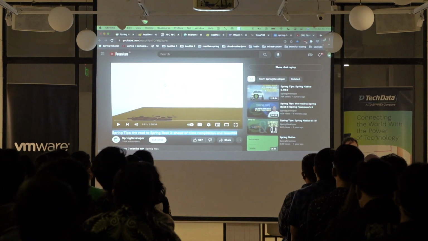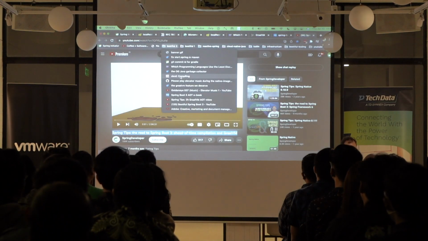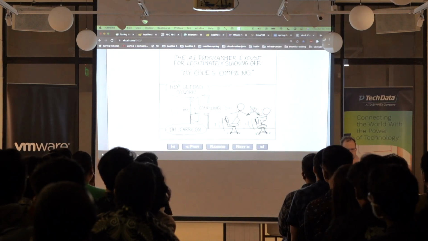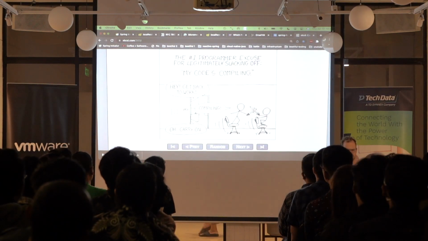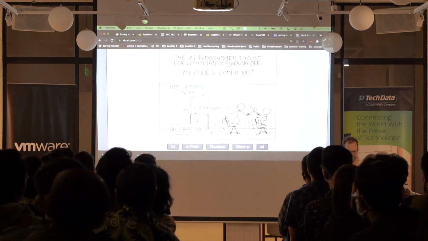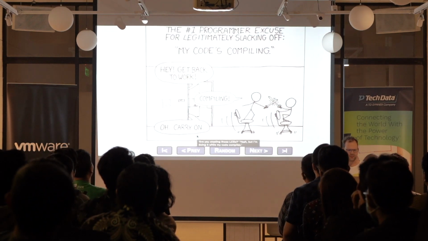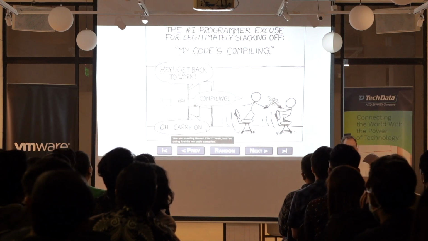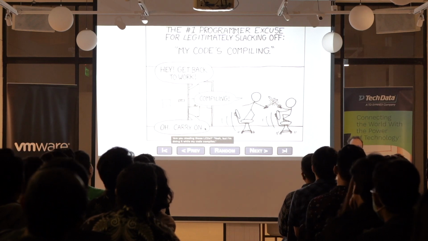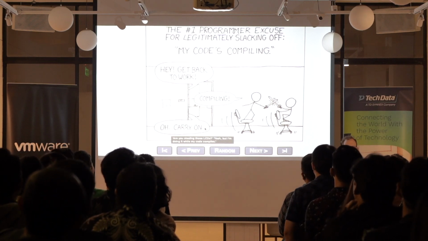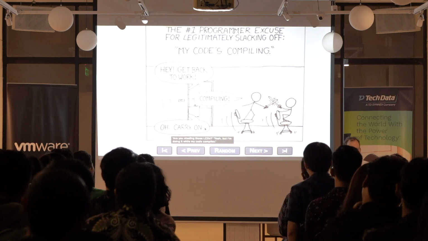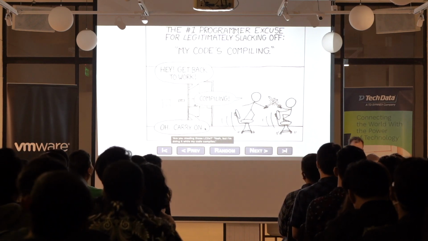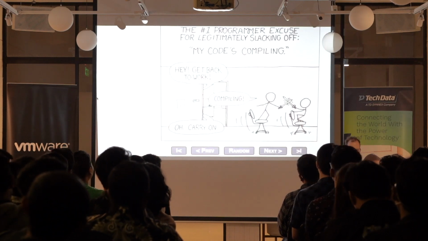And finally, I kind of understand this cartoon, right? This is a famous cartoon that looks at the number one excuse for legitimately not doing work, which is: my code is compiling. The boss is saying, hey, get back to work. And they say, my code's compiling. Oh, okay, keep going, right? I'd never understood this cartoon before, but now it's 2023, and I thought this cartoon was just for C++ people. But now I understand it as well, and that makes me sad.